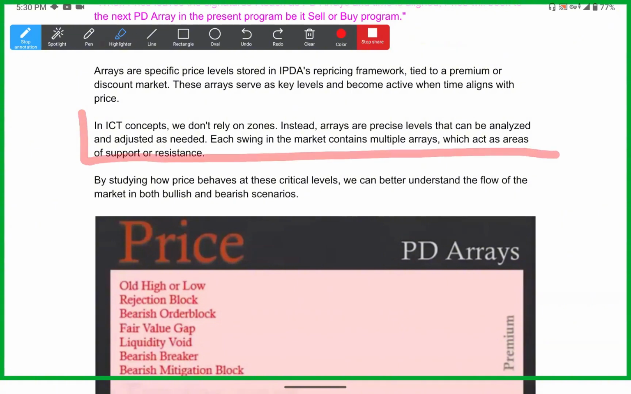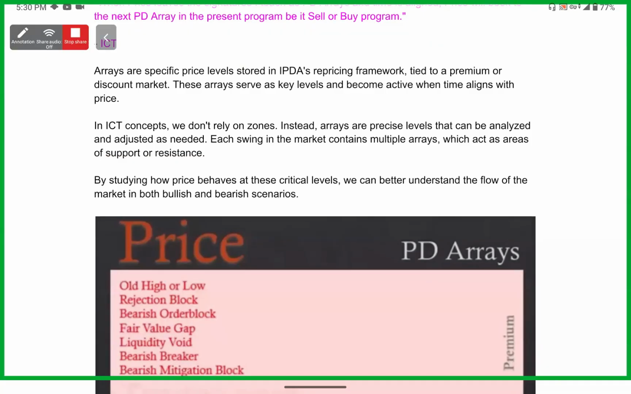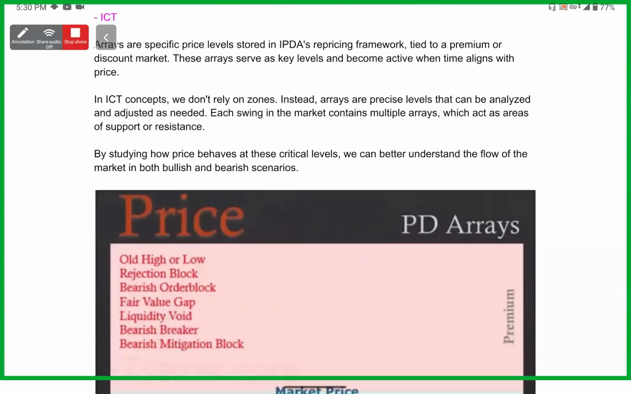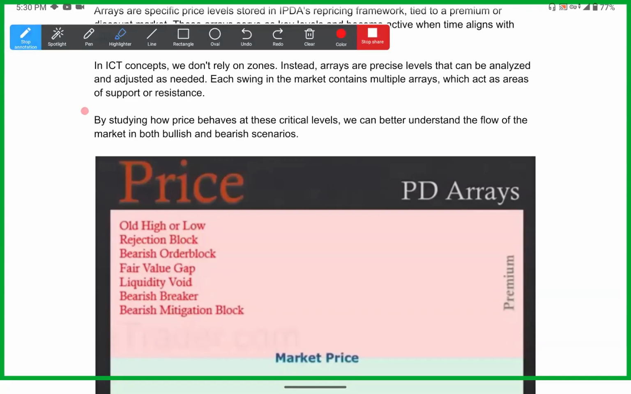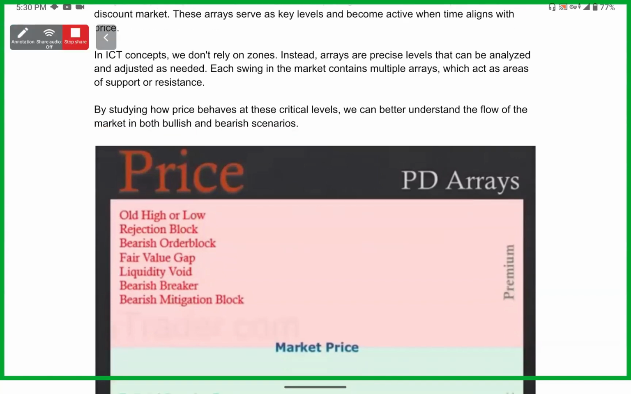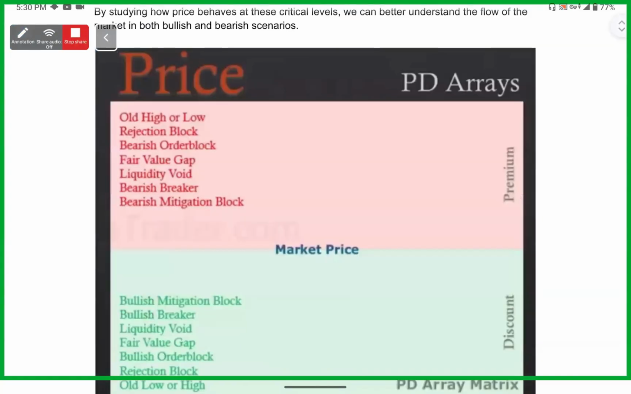Instead, arrays are precise levels that can be analyzed and adjusted as needed. Each swing in the market contains multiple arrays which act as areas of support and resistance. So by studying how price behaves at these critical levels, we can better understand the flow of the market in both bullish and bearish scenarios. Yes, so last time I had given you an illustration of this.